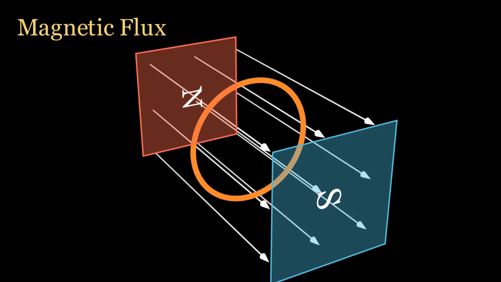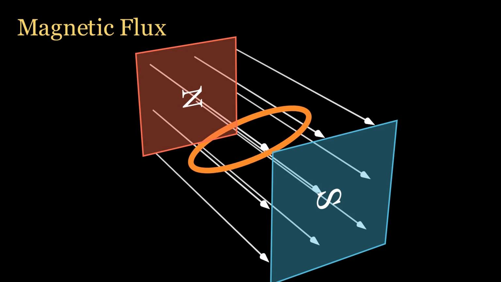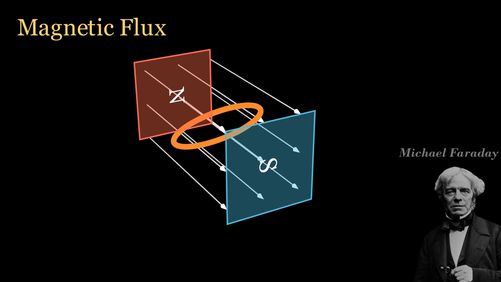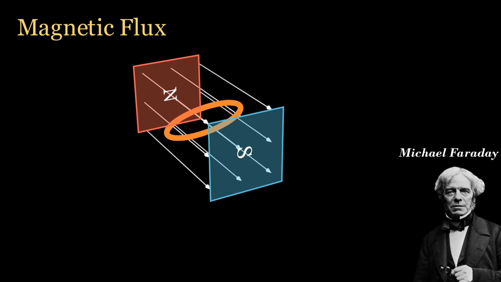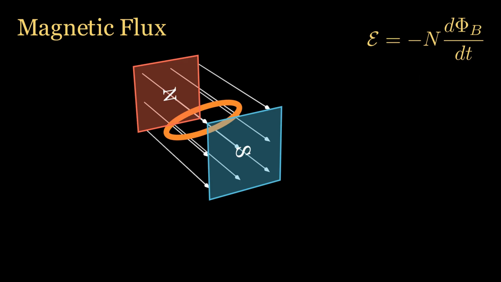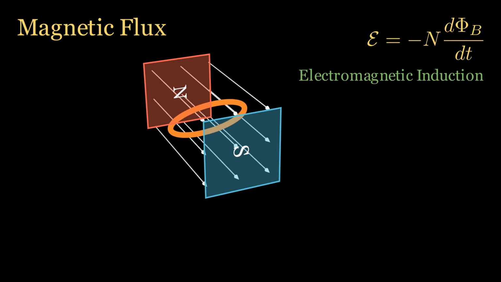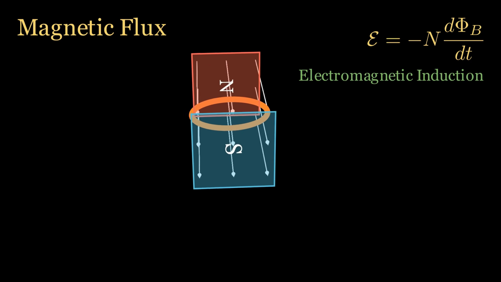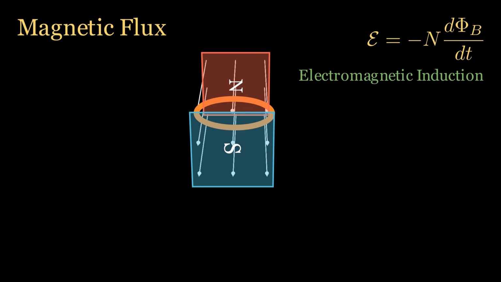However, what happens if we change that flux? What if we move the magnet or rotate the coil? In the 19th century, Faraday discovered something incredible. Nature hates a change in magnetic flux. Whenever the magnetic flux going through a loop of wire changes over time, it forces electrons to move. It induces a voltage.